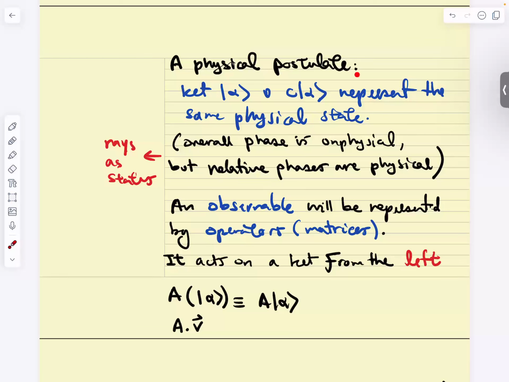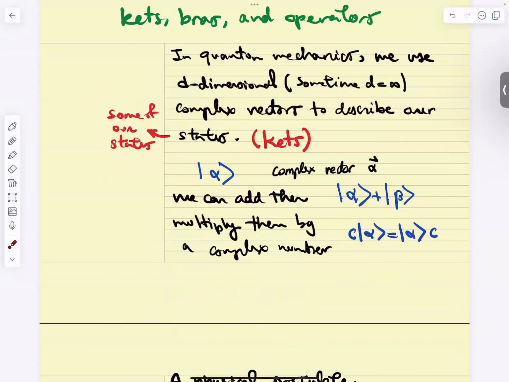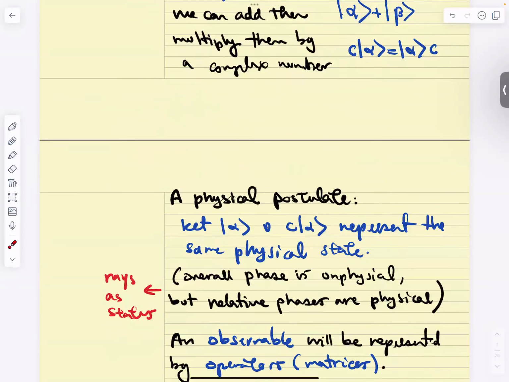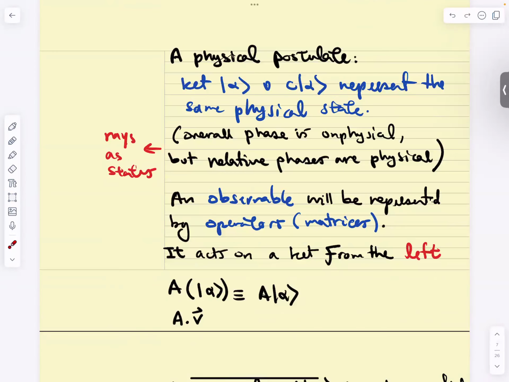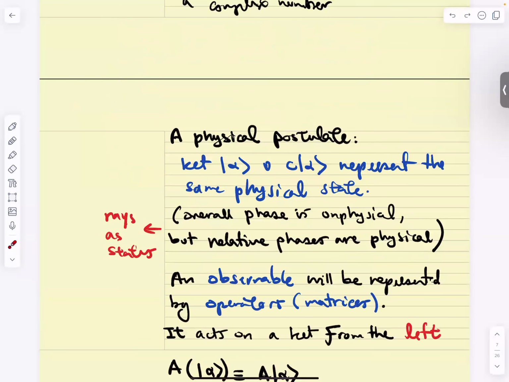Now, here's a physical postulate. So now I'm going to add some more physics. So far, I said that vectors in this Hilbert space represent some states. Now I'm going to say that these vectors are called kets. I'm going to say two kets that are the same up to a complex number represent the same physical state. So this is a principle.